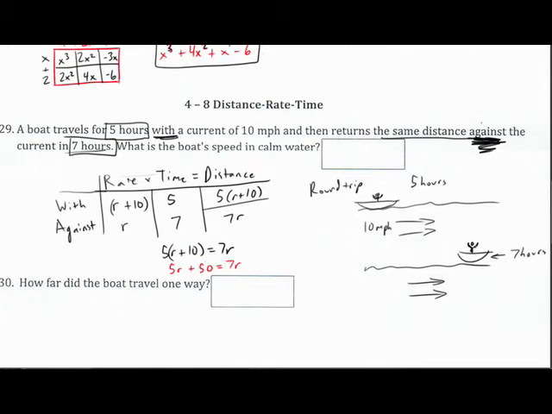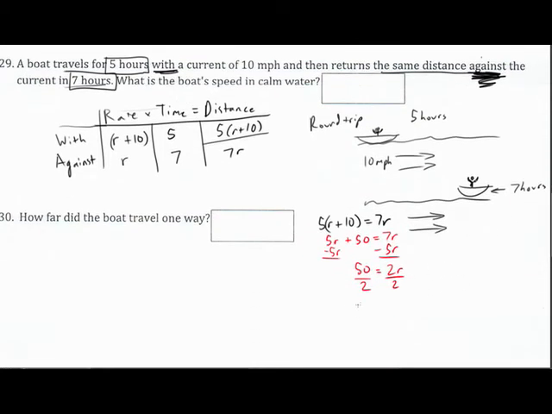So minus the 7R. Wait a second. Let me move this a little bit so I have some room. I'm going to lasso this and move it over here so we have more room to work. That's better. Okay, so I'm going to move the R's to one side. It's easier if I move the 5R, so minus 5R minus 5R. And this is 50 is equal to 2R. Divide by 2 both sides. And R is now equal to 25.